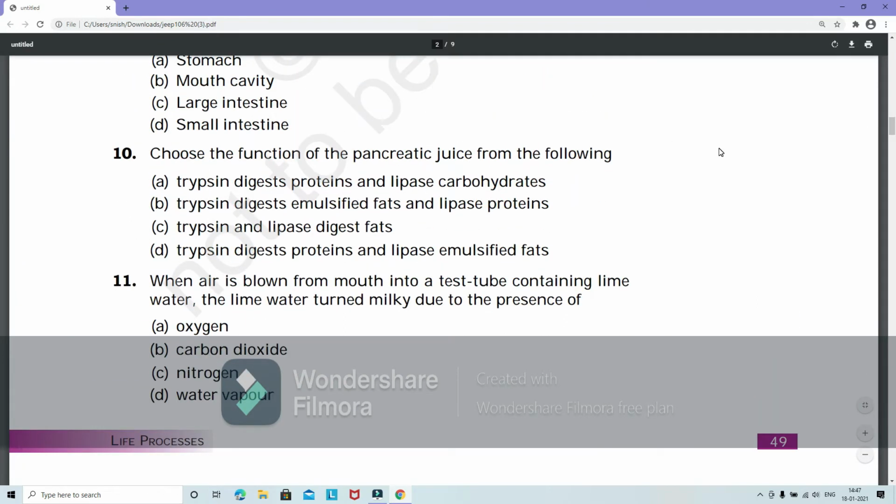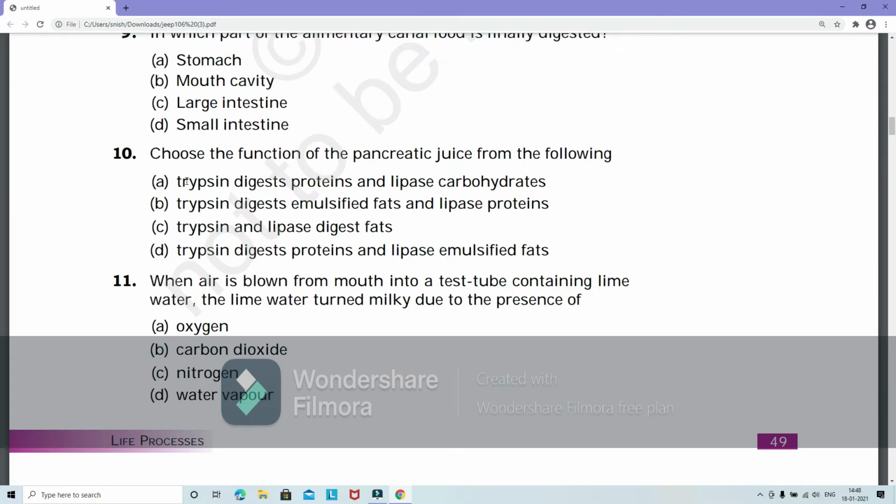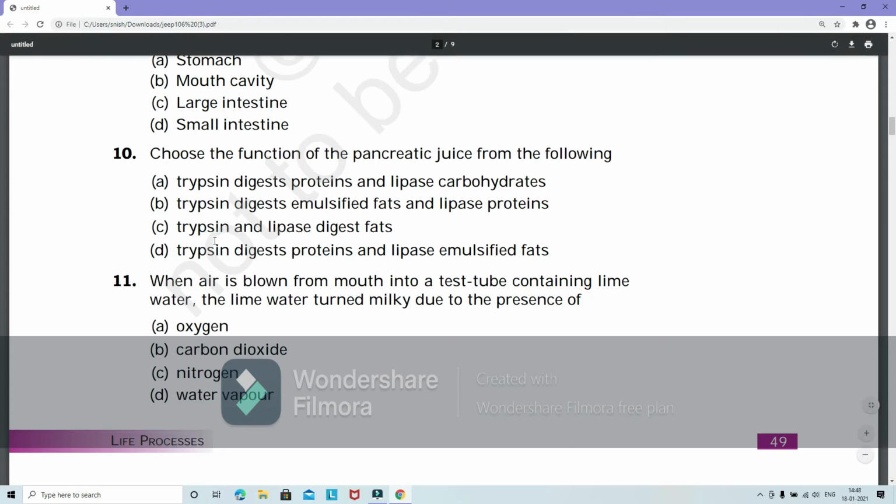Choose the function of the pancreatic juices from the following. The pancreatic juices are trypsin and lipase. There is a trick to remember: in the stomach, pepsin is secreted, right? Pepsin and trypsin sound the same, they rhyme. So trypsin also digests protein, while lipase emulsifies fat. Emulsification takes place, so it is D. Trypsin digests proteins and lipase emulsifies fats, so it's D.